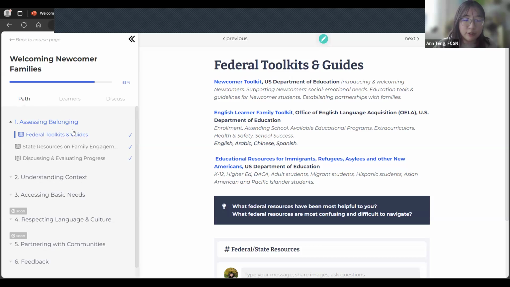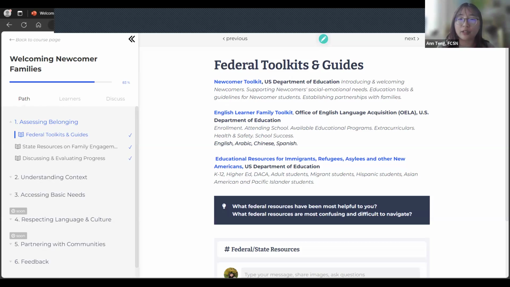But in terms of the first section on assessing belonging, we're on the federal toolkits and guide page, and you will see links to the toolkits that are the biggest and best sources of information federally. The first one is the Newcomer Toolkit. I'm sure that a lot of folks already have this information, but in order for all of us to be on the same page, I would like to highlight this again, that this toolkit consists of 5 chapters.